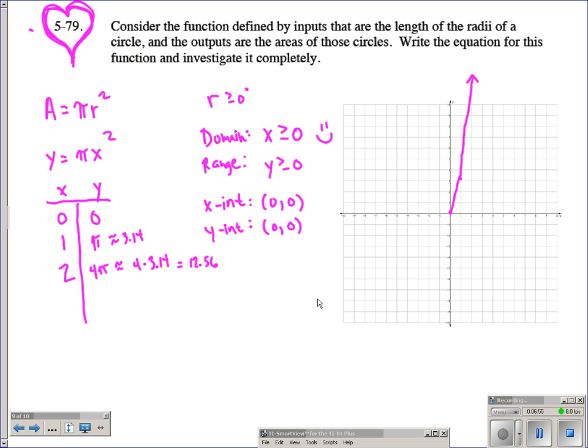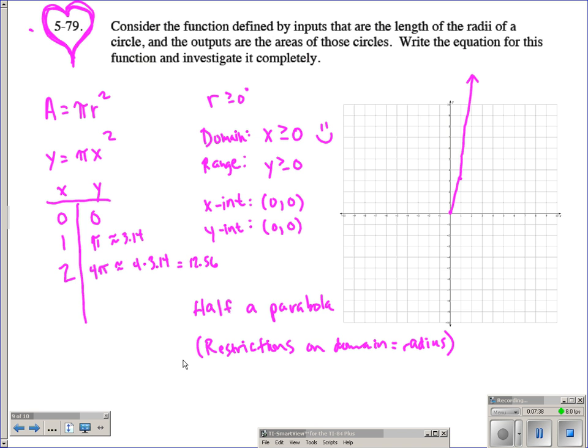Is there anything else we could think of? Are there any asymptotes? That's that funny word, asymptote. In this case, there's not. All we have here is our shape is half of a parabola, so maybe we should write that. It's going to be half a parabola. Just remember, we have a restriction on our domain because we can't have any negatives, and that is our radius value.